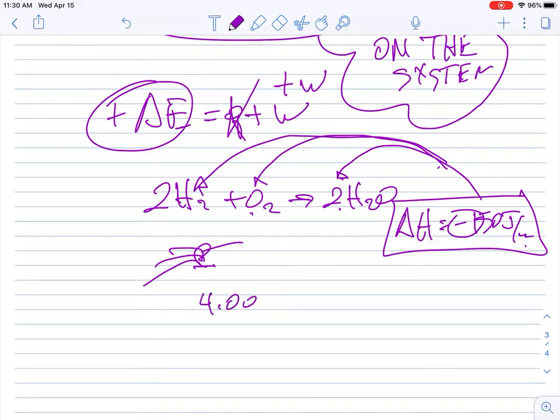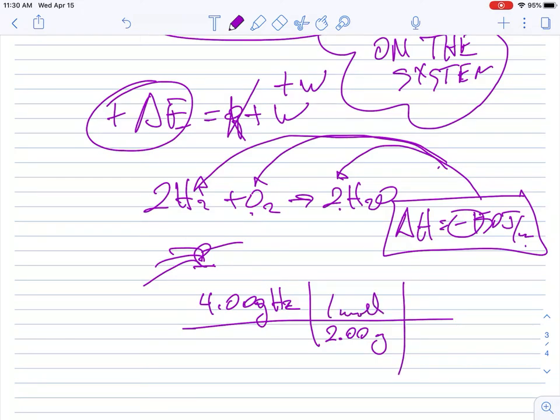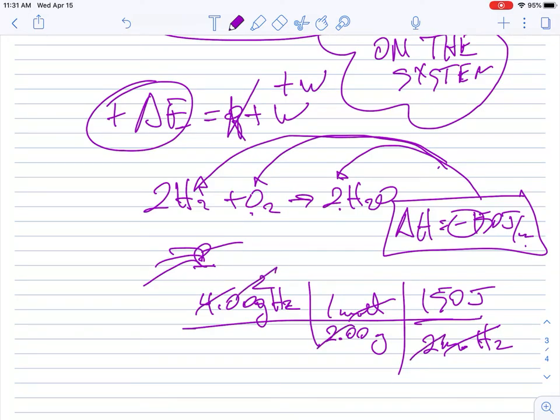So let's say, for example, you have 4 grams of hydrogen, and I want to know how much energy is going to be given off if I combust 4 grams of hydrogen. Well, I know the molar mass of hydrogen is 2 per 1 mole, so I've got 2 moles of hydrogen. Then that's 150 joules per 2 moles of hydrogen, so my moles of hydrogen will cancel out. That reduces down, and I'm basically going to get 150 joules.